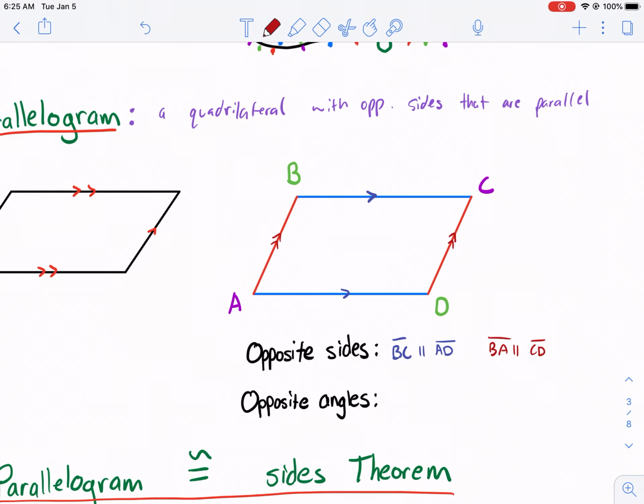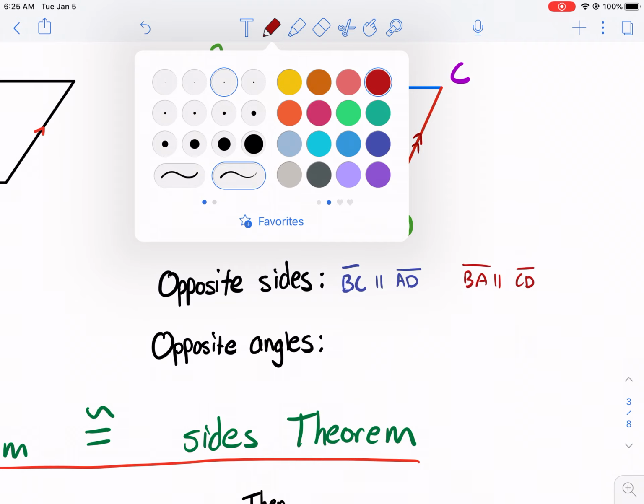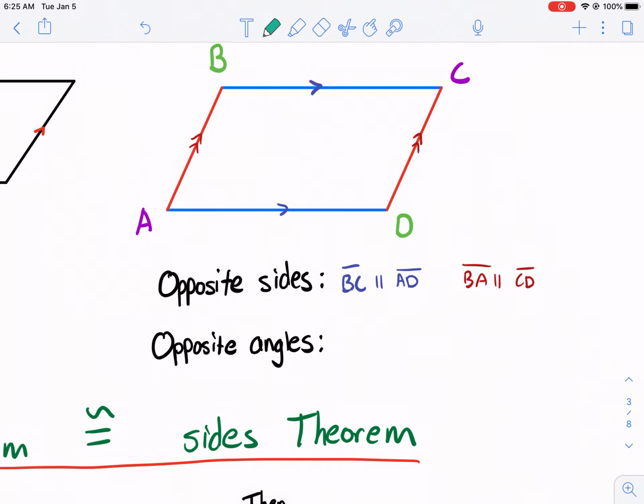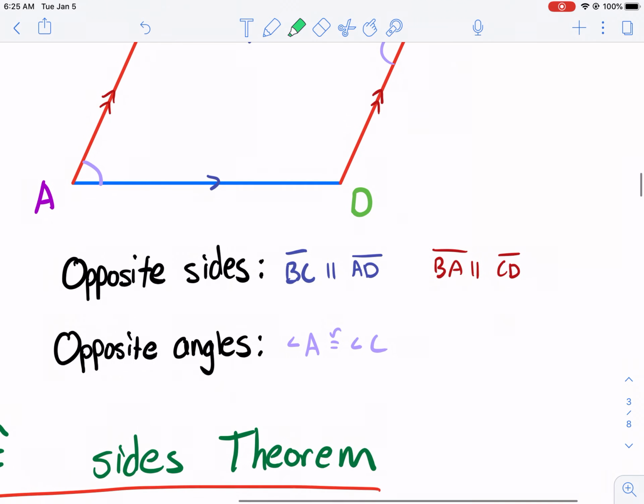Now, the other part of this that is inferred from the opposite sides being parallel is that opposite angles are congruent. So we can say that angle A and angle C are congruent. So angle A is congruent to angle C. Now, what makes these opposite? Because they don't share a side. You can see that A here shares a side with angle B right there. So that's not opposite. And same thing with D. It shares a side with D. So that's not opposite. Opposite's all the way across the parallelogram.